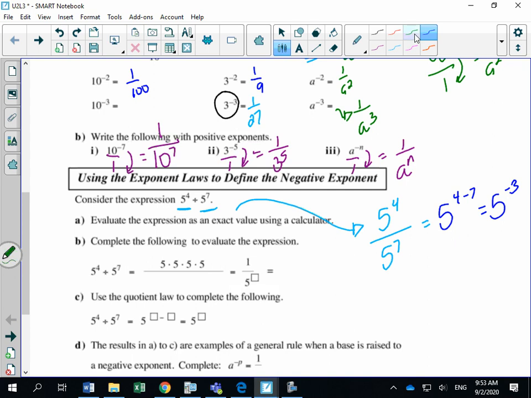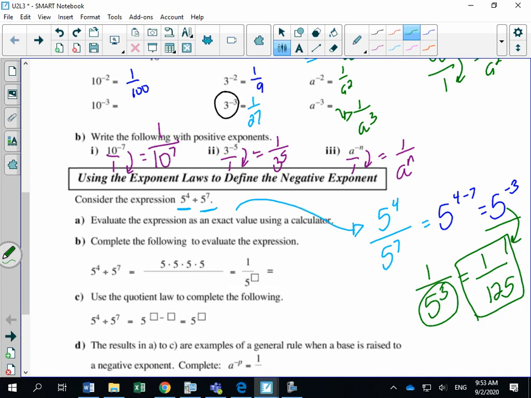And then here is where you would say, okay, I've got to get rid of that negative. If I bring that 5 to the negative 3 down, it's going to become positive, and it's going to become 5 to the power of 3. And from there, I could evaluate what is 5 to the power of 3. So that's 5 times 5 times 5, which is 125. And that would be your answer.